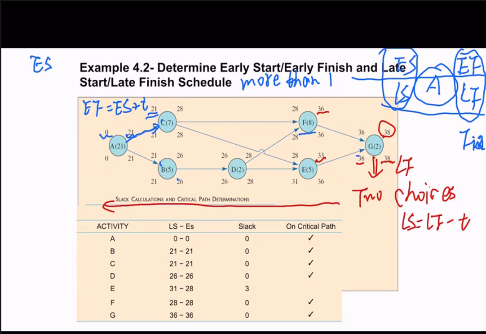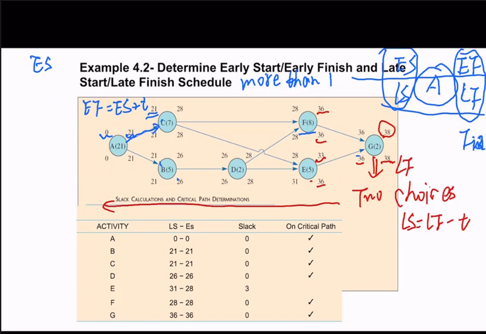And the 36, the LS for G, will be the LF for F and E. So both F and E we have 36. And 36 minus 8 will be 28 as the LS for F. 36 minus 5 will be 31 for the LS for E.